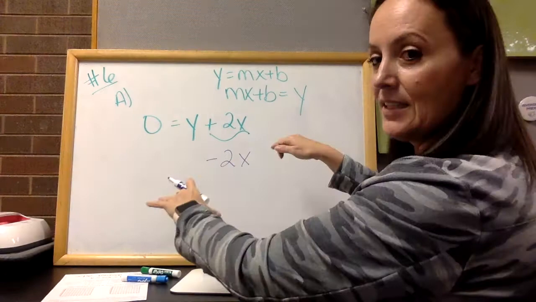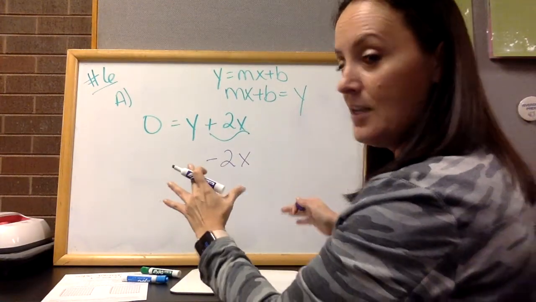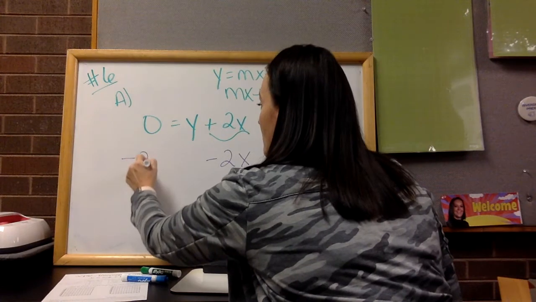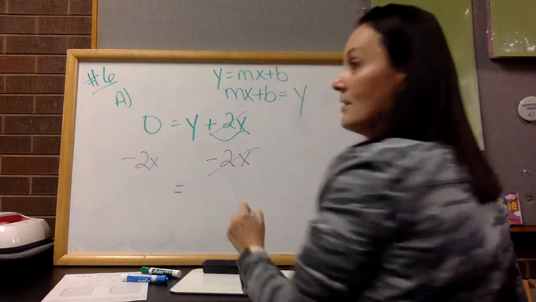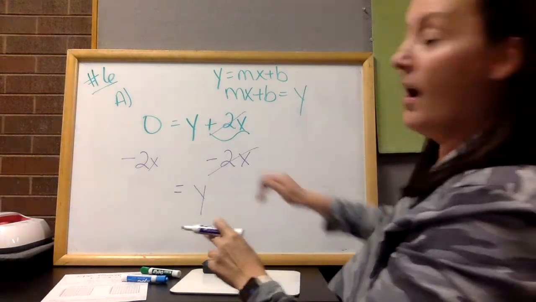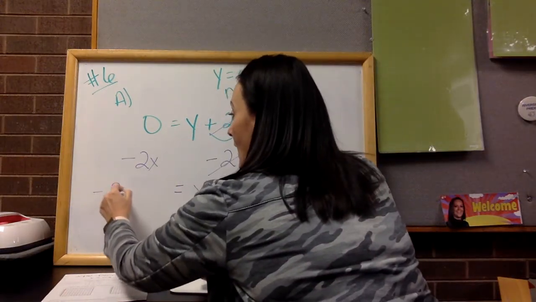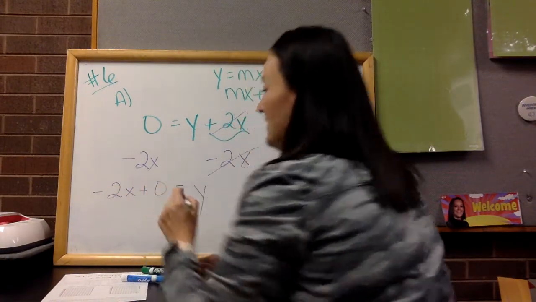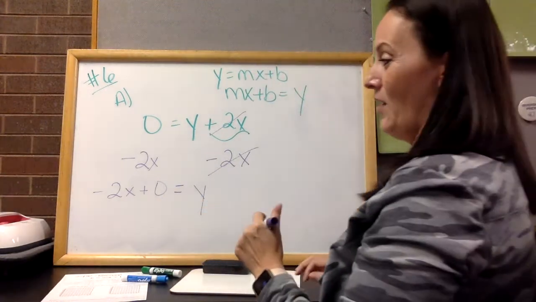Now remember what I said earlier: if you subtract 2x from one side, we have to subtract 2x from the other side to keep it equal. So I'm going to subtract 2x from this side. When I come down below, the plus 2x minus 2x is gone. I now have y equals, and on this side I have minus 2x, and then I still have that plus 0. You don't even have to write the plus 0.